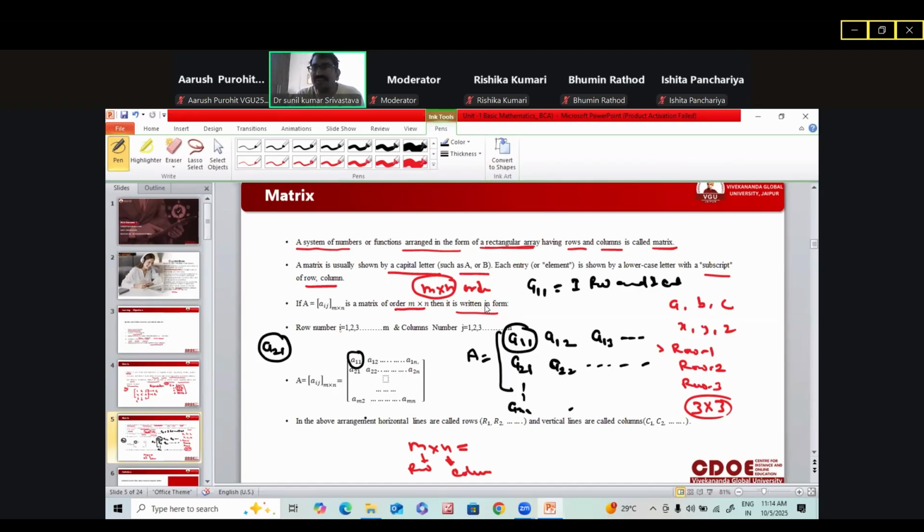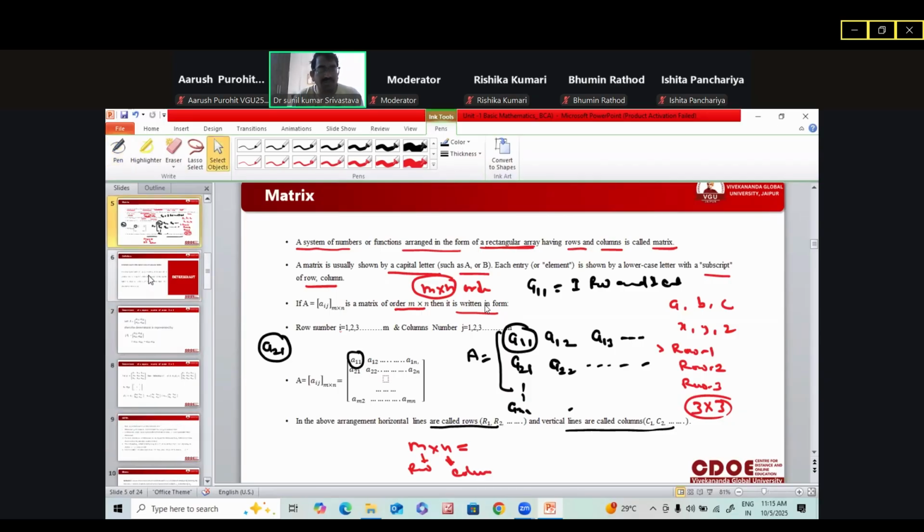How to represent and locate the elements: elements are denoted by symbols such as A11, A12. A11 means first row, first column. A21 means second row, first column. A22 means second row, second column. Horizontal lines are known as rows, and vertical lines are known as columns. In this way, you can conclude all the terminology related to the matrix.